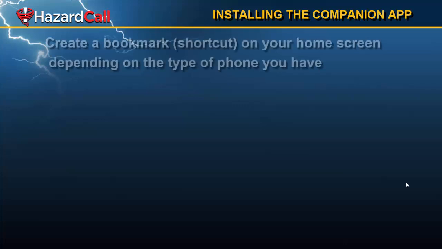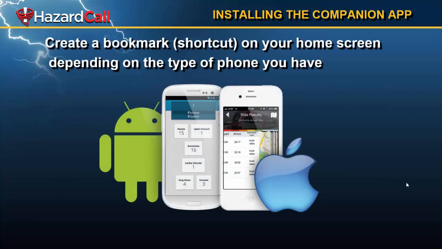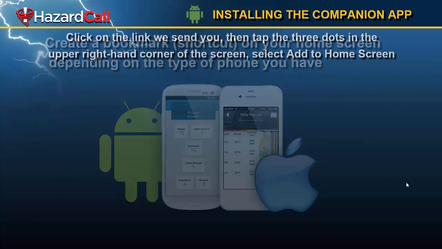So what you're going to do is install this app, but you're going to make it a bookmark or a shortcut on your home screen. And the way you'll do it will depend on the type of phone you have. If you've never created a shortcut before, there are a couple of steps, and we want to walk you through it. We'll show you how to do it, whether you have an Android phone or an iPhone. We'll start with the Android.